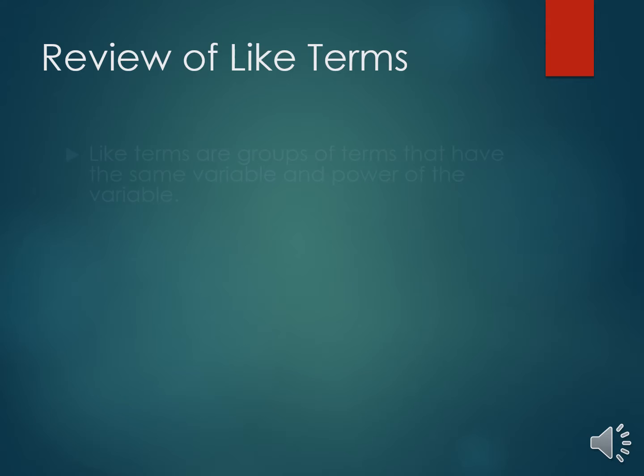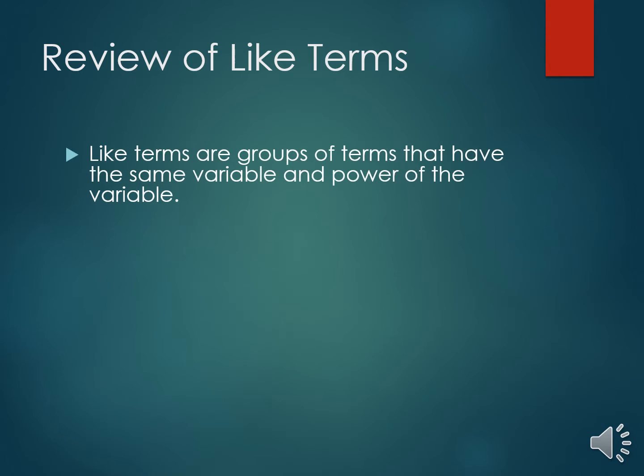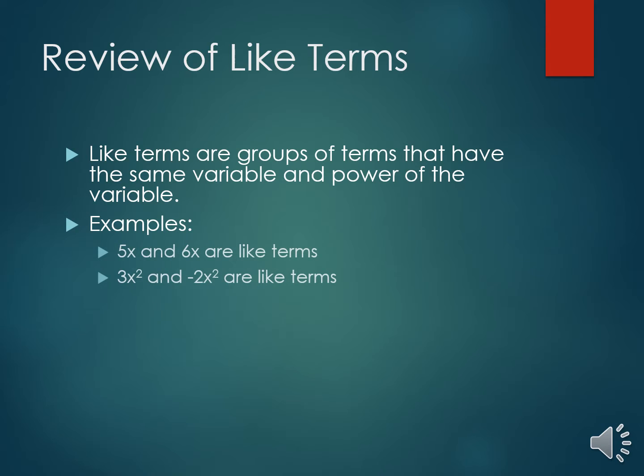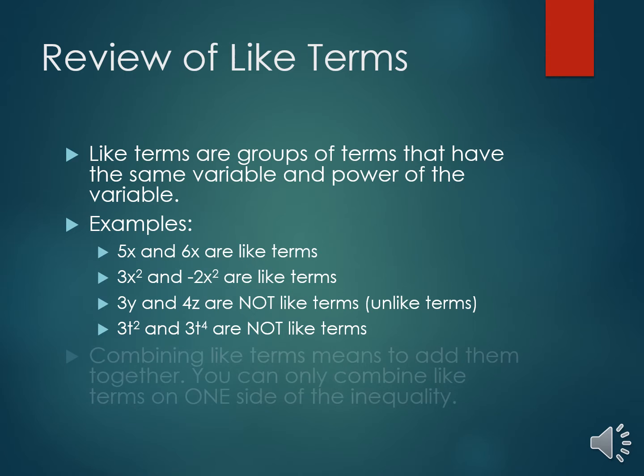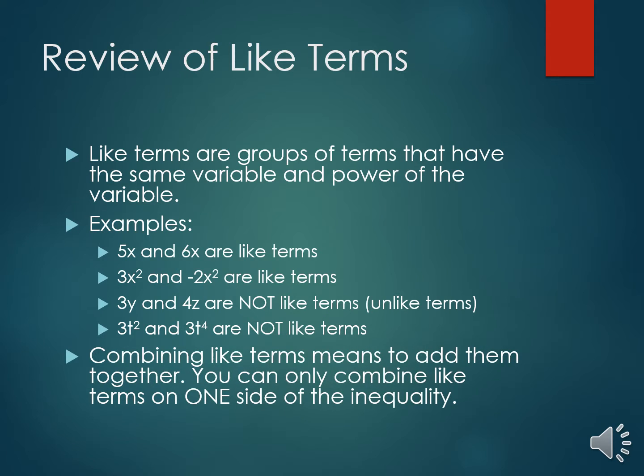Let's again review like terms. Like terms are a group of terms that have the same variable and that power of the variable. Here's some examples of like terms. Here are some examples of unlike terms. 3y and 4z have a different variable, so they are unlike. And 3t squared and 3t to the fourth have different powers, so they are unlike. When you combine like terms, it means to add them together. Remember that you can only combine like terms on one side of the inequality.